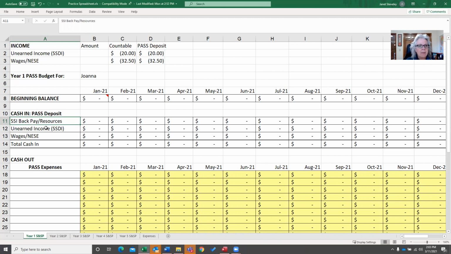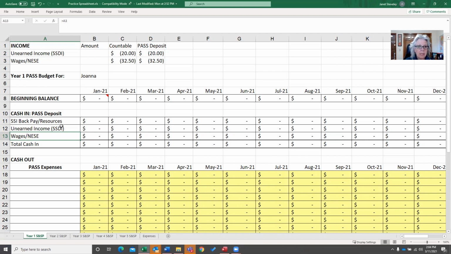The second one is unearned income, which again is usually SSDI, but could be other forms of unearned income. And line 13 shows wages or net earnings from self-employment, or earned income that might be going into a pass. So there are those three possibilities.